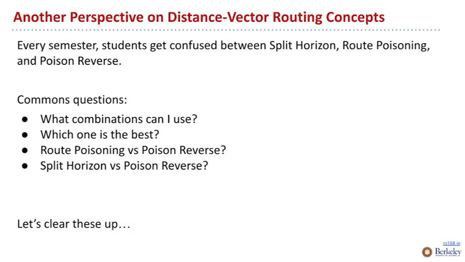So every semester, students get confused about this. They get confused about all these new terms, split horizon, route poisoning, poison reverse. And in particular, I see these questions very frequently. People ask, what combinations can you use? Which one of these three is the best? What is route poisoning versus poison reverse? The naming, the fact that it's so similar, doesn't help. Of course, even within split horizon versus poison reverse, what are their differences? So let's take the time today to clear those up.